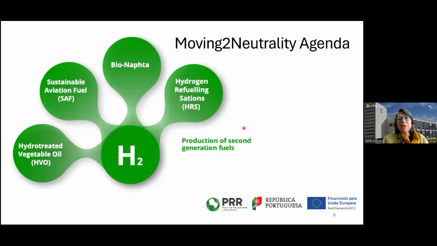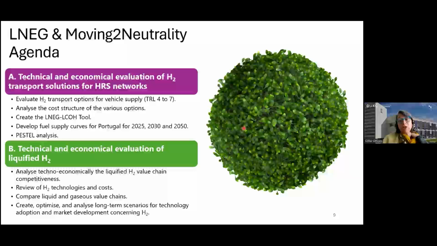If we go on to the next slide, this is an agenda that has hydrogen as a core point, but hydrogen is there not as a standalone. We are looking into hydrogen as a center point to be used to produce hydrotreated vegetable oil, to be used as a road fuel in road transport, to produce sustainable aviation fuel for airline companies, for bionafta, and in particular in this project, some of the things we are doing here at LNEG, we are very interested in looking at hydrogen refueling stations.